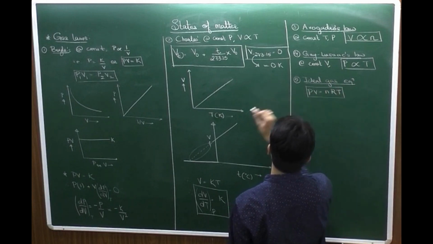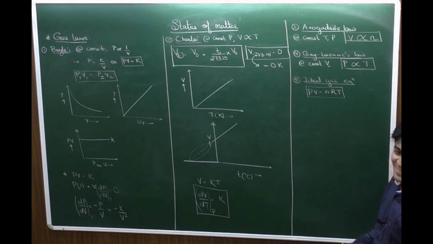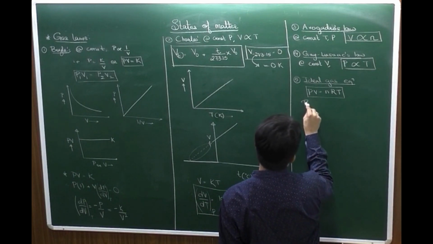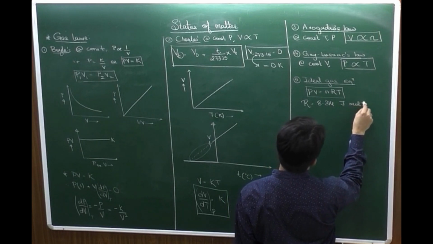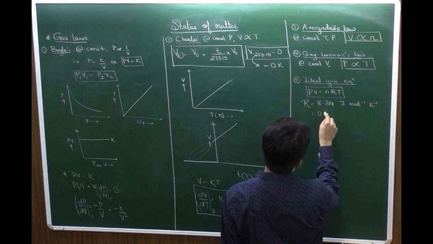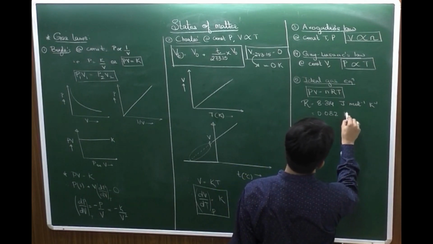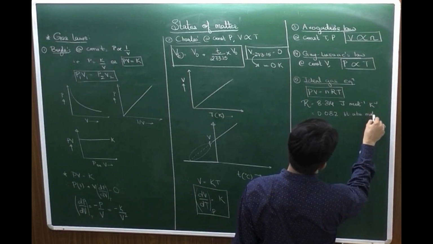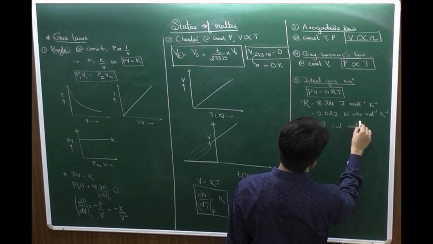Z is for the real gas. We'll come to that. PV equal to nRT is for ideal gases only, and that's valid for ideal gas, not the real. PV is equal to nRT. Now the value of R will be equal to 8.314 in the SI unit of joule per mole per Kelvin, or 0.08206, which can be approximately taken as 0.082 liter atmosphere per mole per Kelvin, or it can be taken as 2 calories per mole per Kelvin.